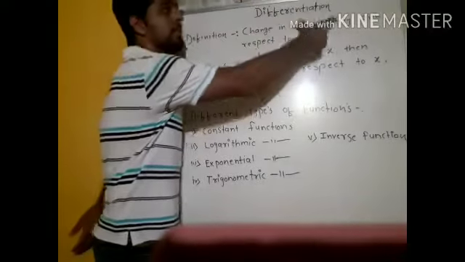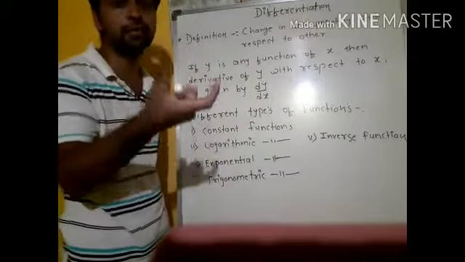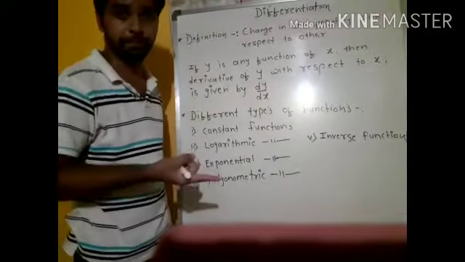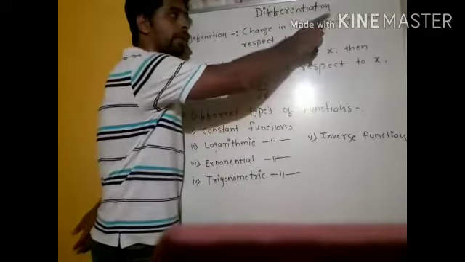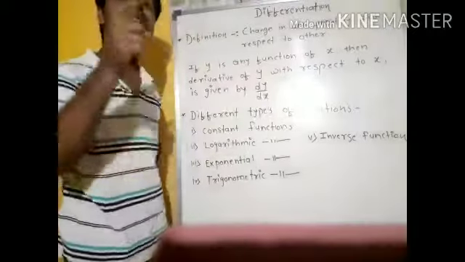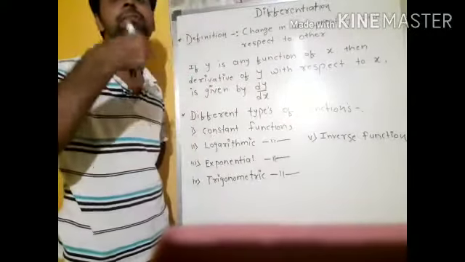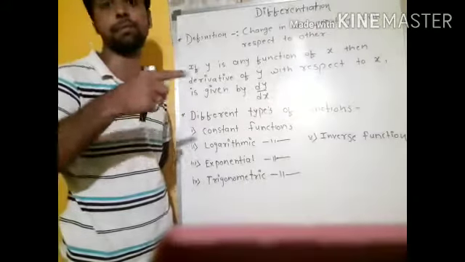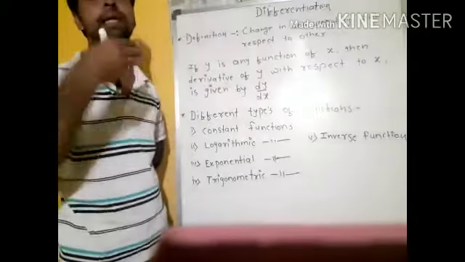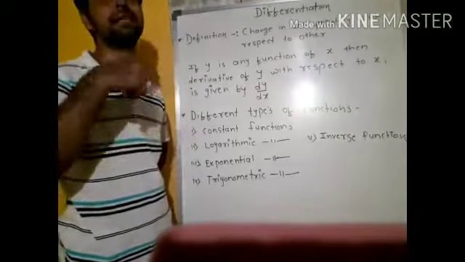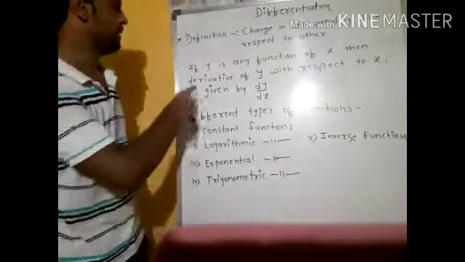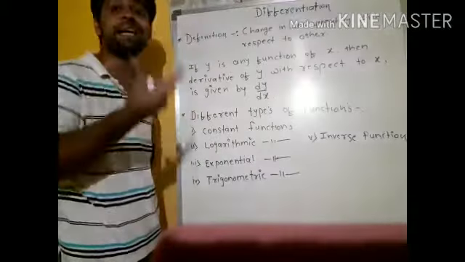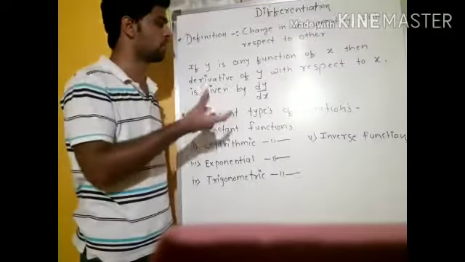Change in one quantity, means change in price of the petrol, with respect to other, means with respect to time. Change in one quantity with respect to change in other means change in price of the petrol with respect to change in time. As the day or time is changing, the price of the petrol is also changing. It could be increasing, it could be decreasing, but it's changing. Correct?